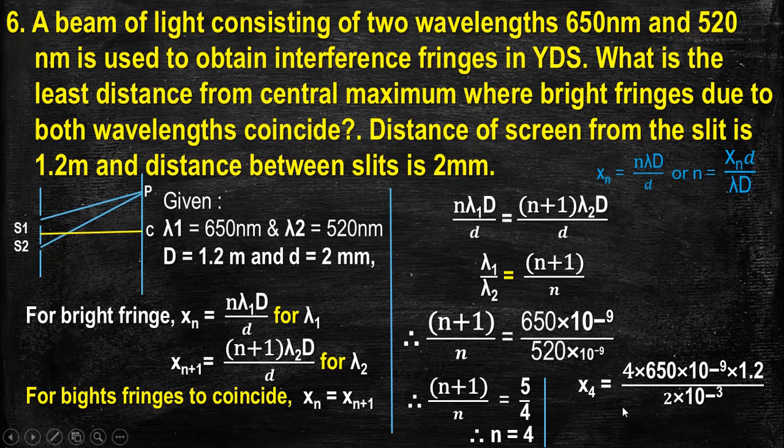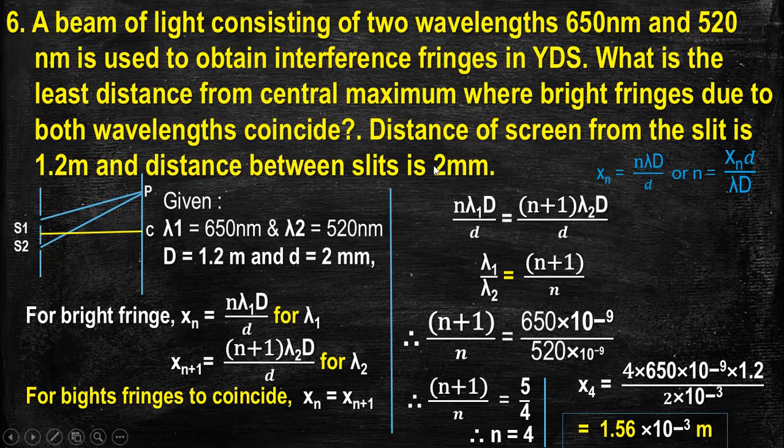Then if you put these values in this expression, xn equal to n lambda 1 capital D upon small d, it will be 4 into 650 into 10 to the power of minus 9 into capital D value 1.2 meter divided by small d value 2 into 10 to the power of minus 3. Then you get 1.56 into 10 to the power of minus 3 meter. This is the least distance of this bright fringe, where 650 and 520 nanometer are coinciding, from the center of the screen.